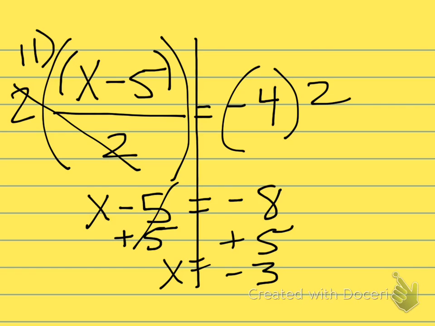Now if you think your answer is negative 3, then plug it back in and double check. If this is a negative 3 and a negative 5 is a negative 8, negative 8 divided by 2 is a negative 4, which was the original problem. It checks out.